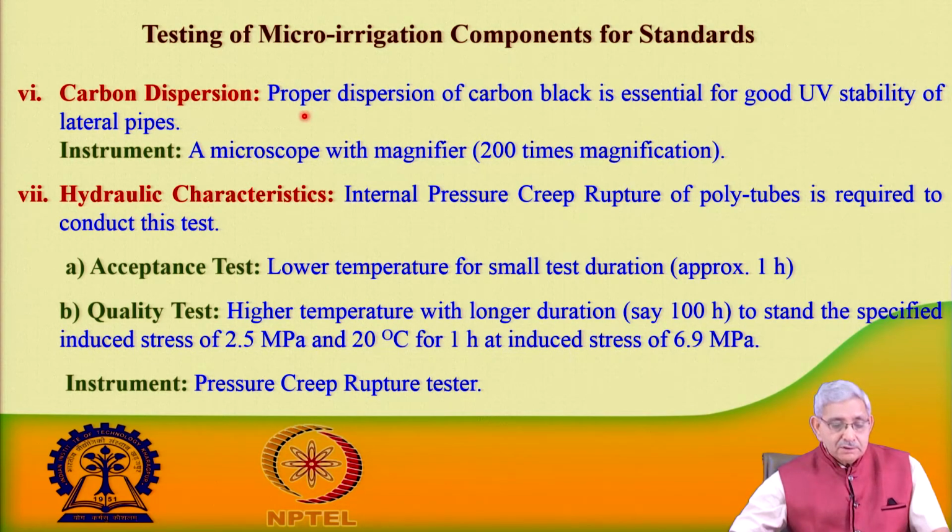Then carbon dispersion is another property, and that is also studied. Here the carbon dispersion test is made to know the good UV stability of the lateral pipeline. A device known as a microscope with a magnification of 200 times is used to find out how much carbon dispersion has taken place, and it should also be within the prescribed result value.